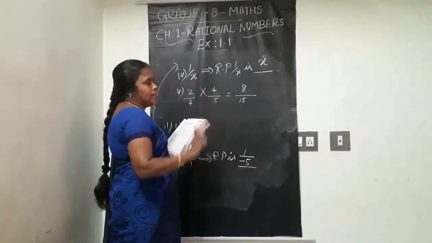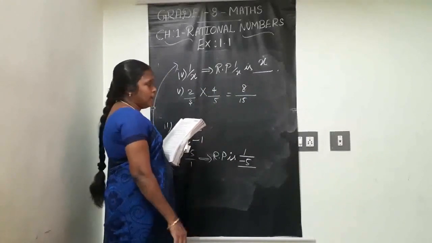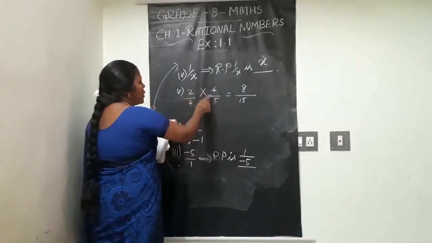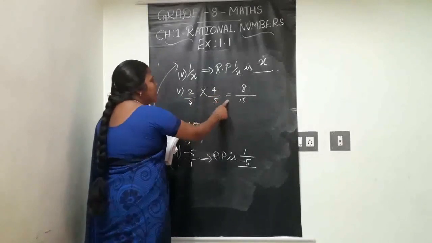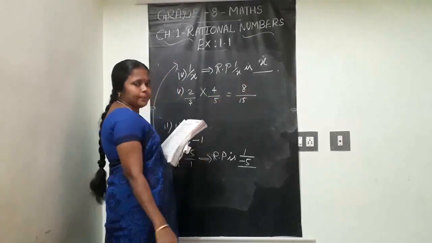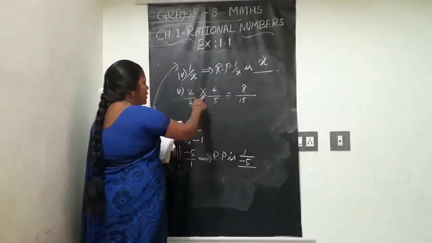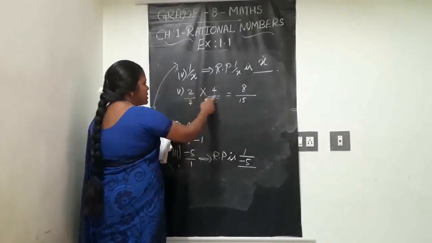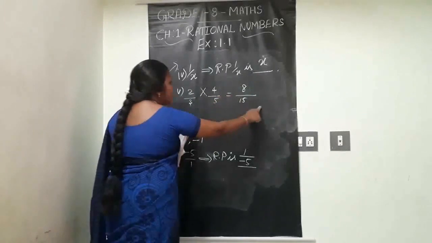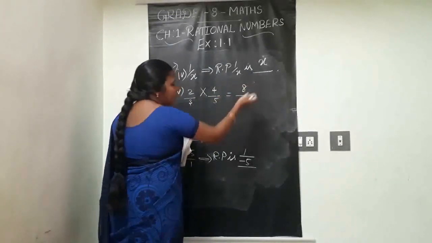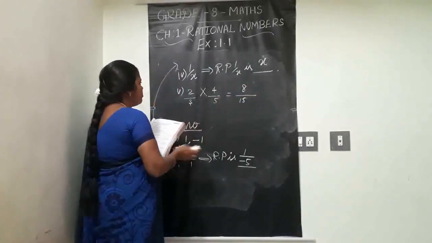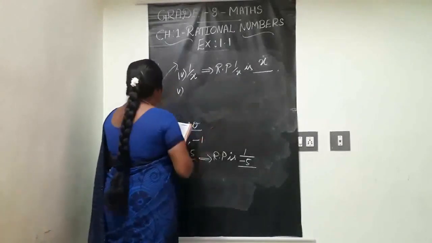So in general, what do you say here? Product of two rational numbers is always a rational number only. Clear, children? In which way they are asking the answer here? Product of two rational numbers is always dash. Here the answer is rational number. So the answer for the fifth question is rational.